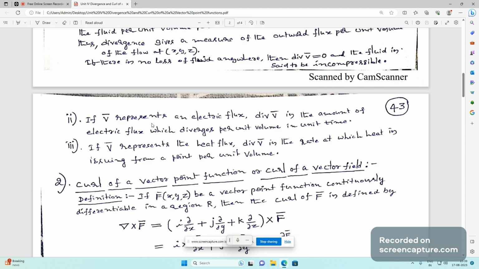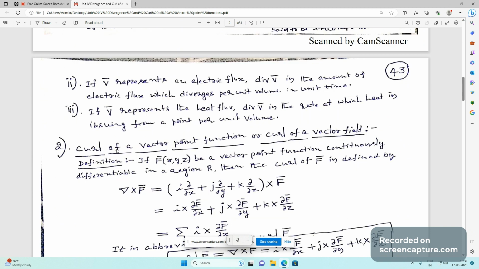Next, if v bar represents an electric flux, div v bar is the amount of electric flux which diverges per unit volume in unit time. If v bar represents the heat flux, div v bar is the rate at which heat is issuing from a point per unit volume. So this is the divergence.